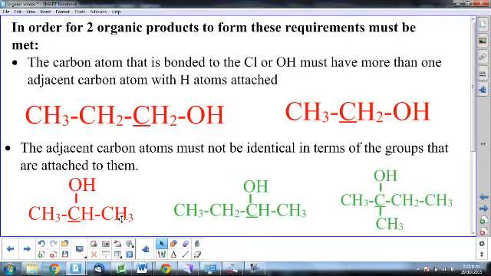If there are more than one adjacent carbon atoms to the one carrying the relevant functional group, there's one further step in the picture. And that is that those adjacent carbons, neighbouring carbons, must be different to each other in terms of the groups that are attached to them. Here's an example where that rule is not met.